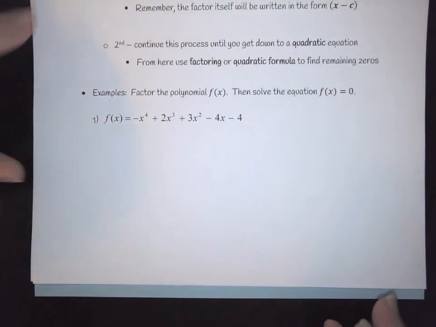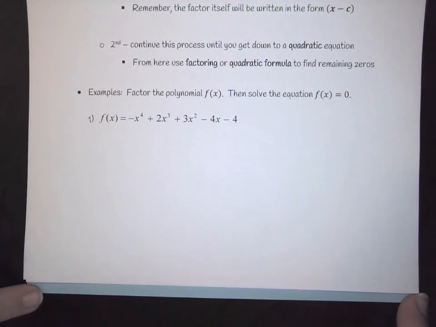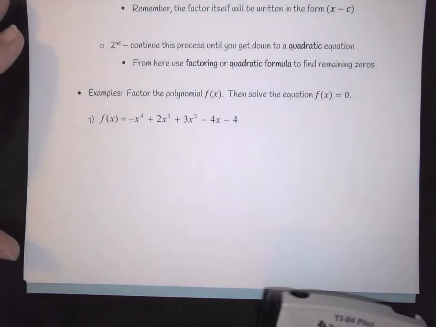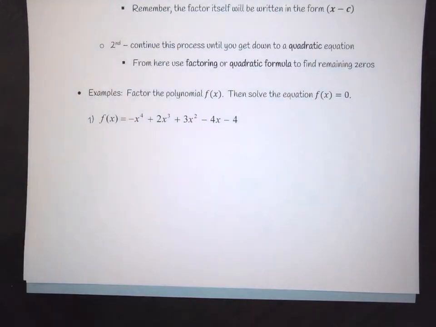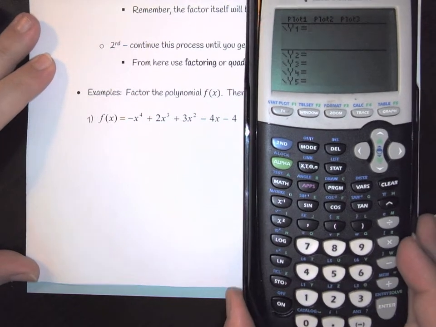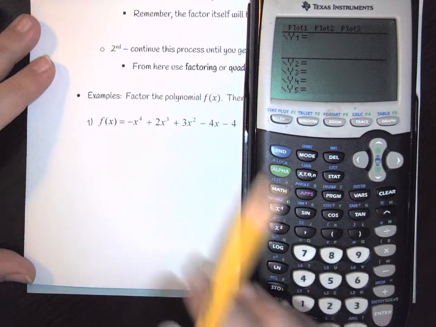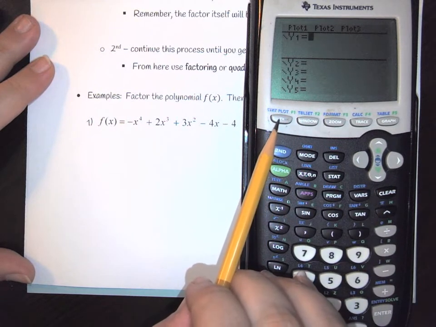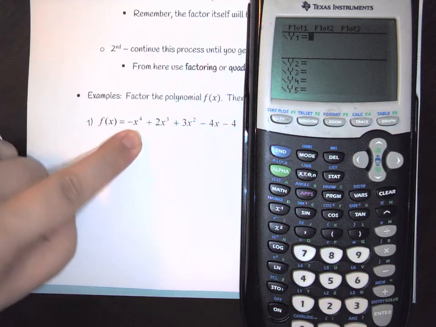So in this example, it says I need to factor and find the factors of the problem. So the first thing that I'm going to do is go ahead and graph it. Remember, at least on my graphing calculator here, you're going to hit the function button, the y equals button. It's going to open this screen, and you type your function in exactly as you see it.